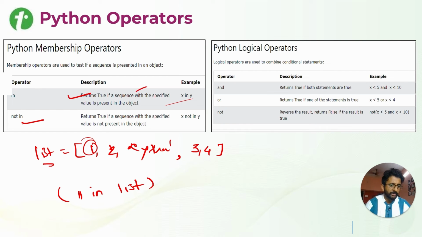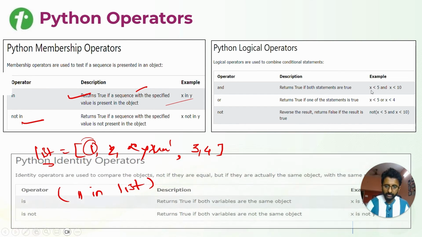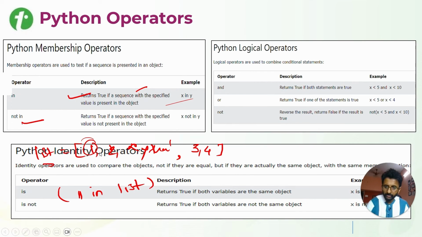So for example, whenever you are seeing x is less than 5 and x is less than 10, that AND operation will say if both of these values are satisfying here. If both values are satisfied, then it will give output as true. Otherwise, it will give output as false. Those are the logical operators.